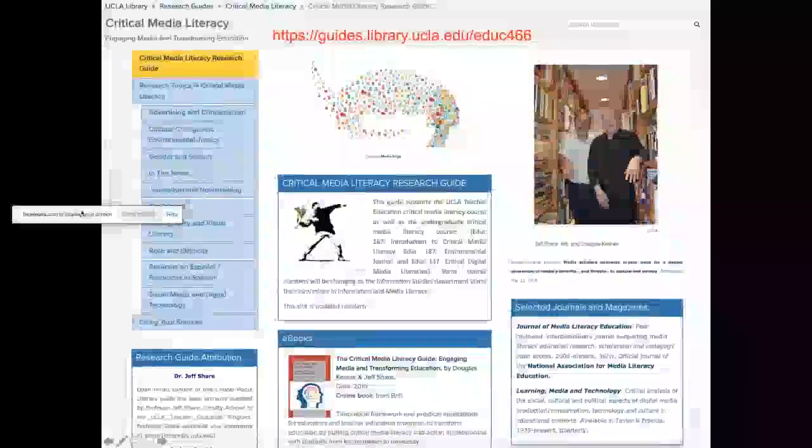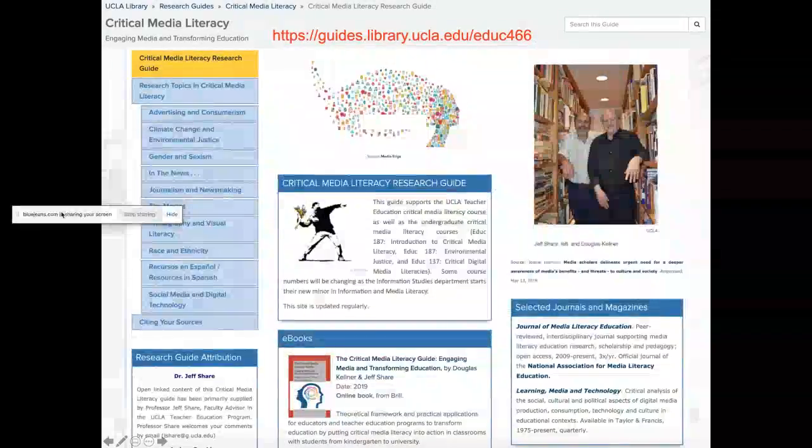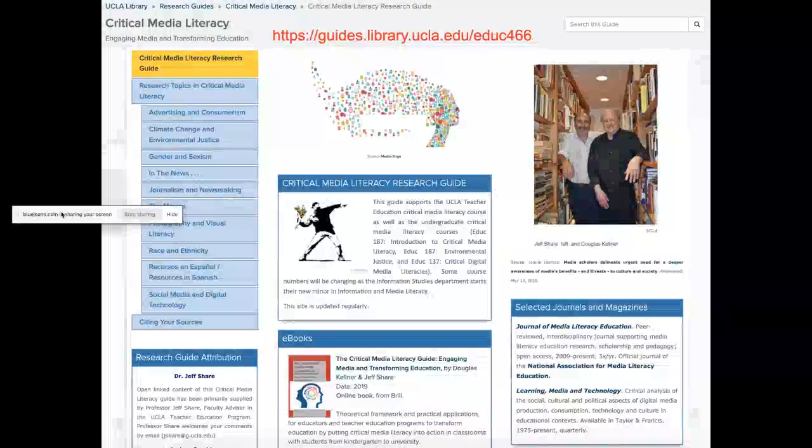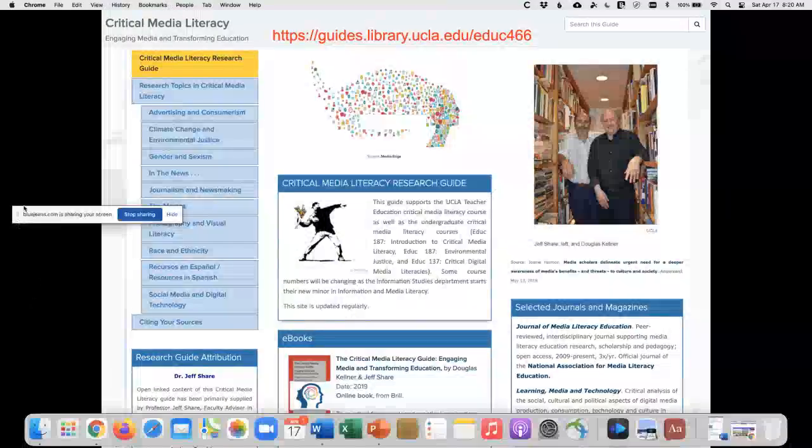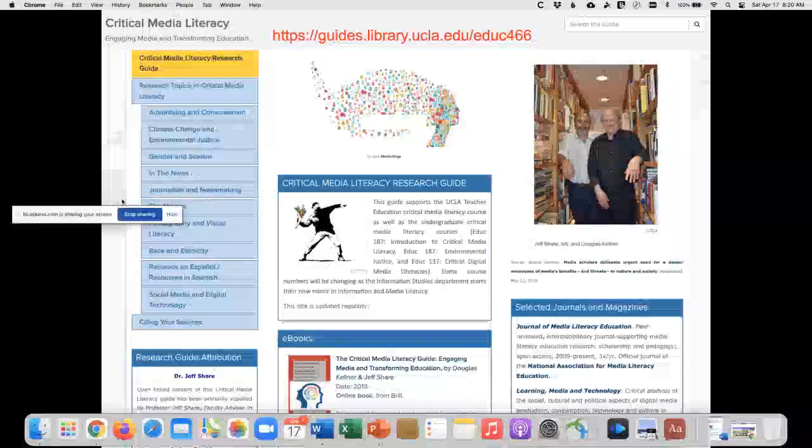My last slide is this. I just want to show a resource that we have. This is something we maintain at UCLA. I'll drop the link to this in the chat. And this is a guide that has lots of videos, podcasts, articles, and lesson plans for teaching critical media literacy. If you see the list on the left, there's all sorts of categories looking at advertising, climate change, gender, sexism, journalism, news, all these different issues. You can find lots of great resources here.